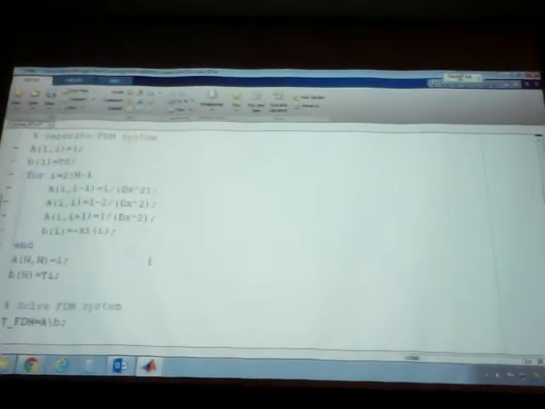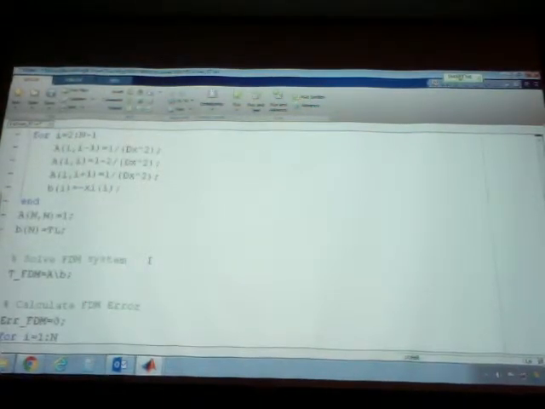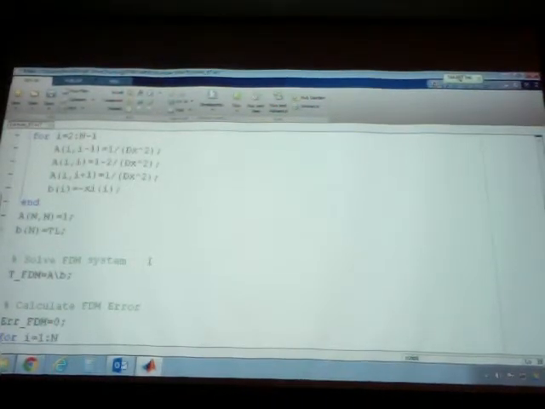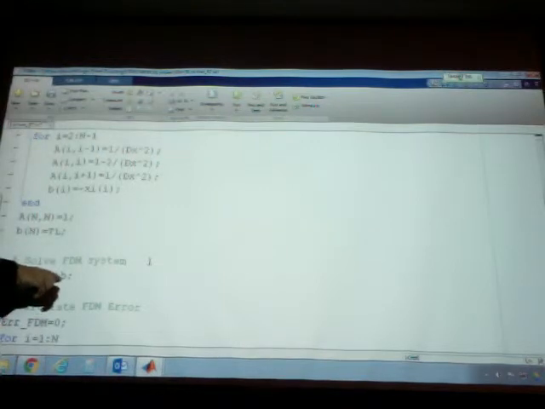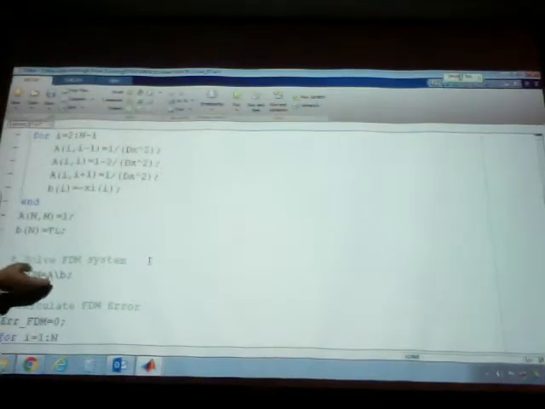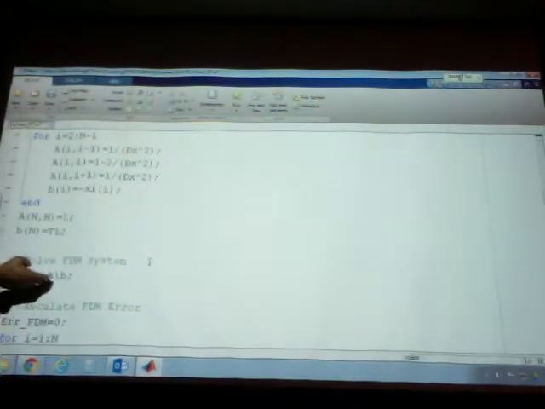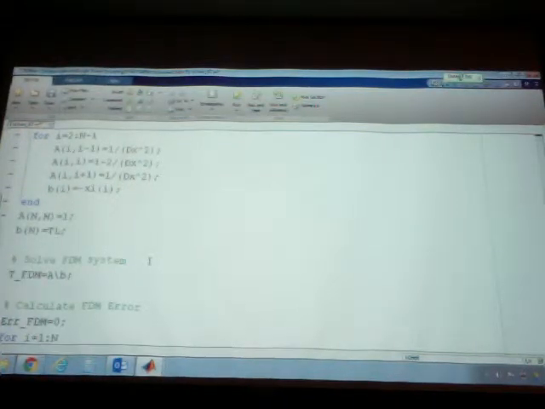All right. So that's it. Now, there are many ways of solving that system. A times temperature is equal to B. Remember, the resulting system is matrix A times the vector of temperatures is equal to B. Many ways of solving it. You can actually say T_FDM is equal to the inverse of A times B, and automatically know that A is a matrix and B is a vector. So you can say this.